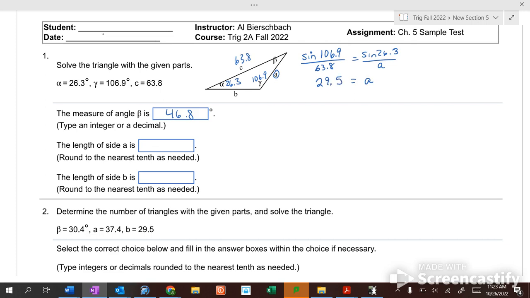I said 29.5. Am I Dylan? Well, that was not pick on Dylan Day.